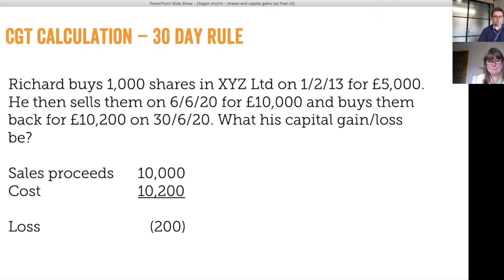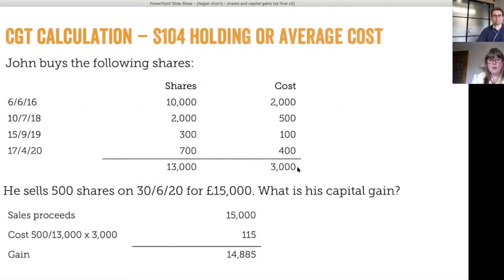Okay, then if we don't use the same day and the 30-day rule, we've got the average rule, haven't we, that applies? That's right. We've got the average rule that applies, so the Section 104 holding, or the average cost. So you can see in this calculation, John has bought shares over a number of years. He has a total shareholding currently of 13,000 shares, and the total cost of those 13,000 shares is £3,000.